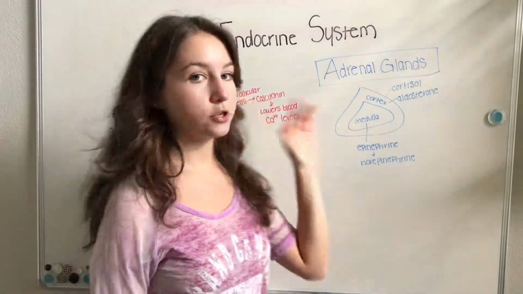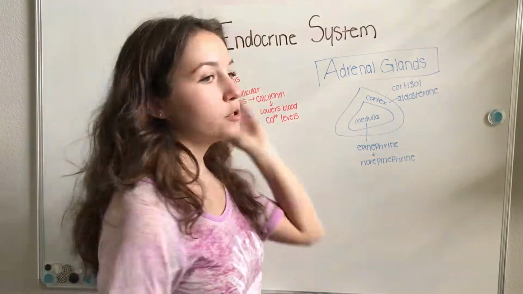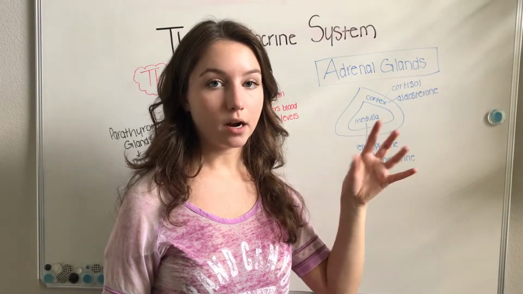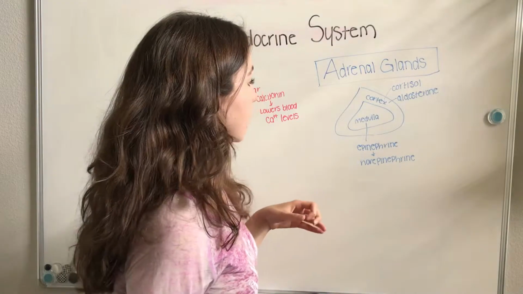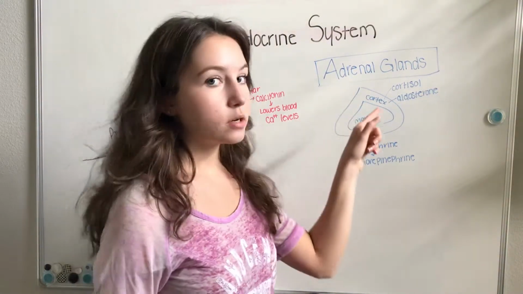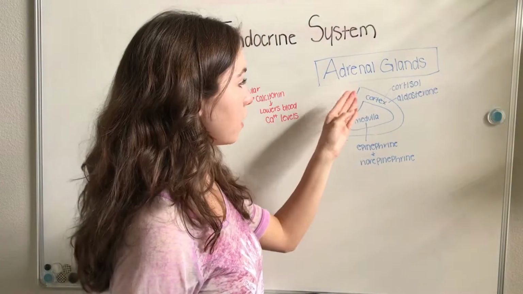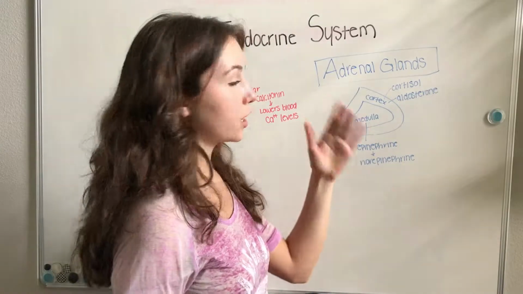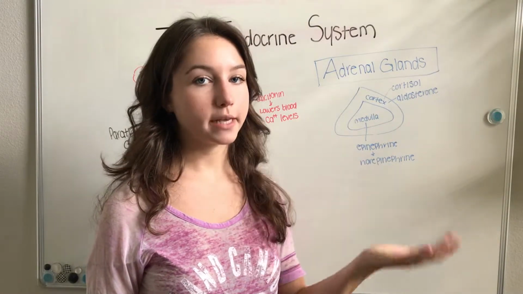Now we're going to move on to the adrenal glands. So there are two adrenal glands, or sometimes they're called suprarenal glands because they sit on top of the kidneys. And the adrenal glands basically have a cortex and a medulla. The cortex makes the two hormones cortisol and aldosterone. I already talked about cortisol, which targets general body cells and helps to promote healing.